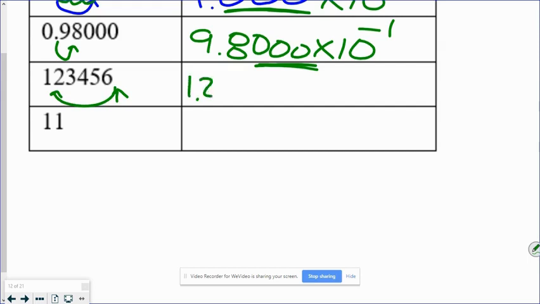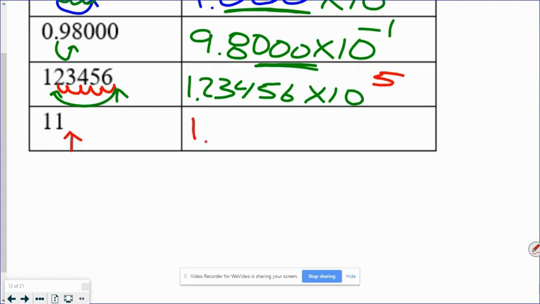So 1.2345 times 10. And we have to move it 1 spot, 2 spots, 3 spots, 4 spots, 5 spots. So that's where this 5 comes from. And since this number is definitely greater than 1, it gets a positive exponent. So we just leave it as a 5. It's implied that the decimal point is right there. So 1.1 times 10. And we had to move it 1 spot. So times 10 to the first.